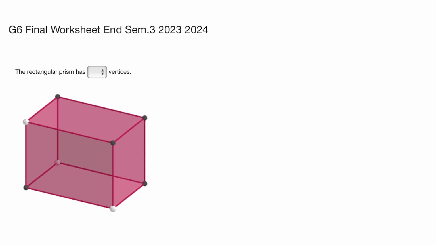The rectangular prism has how many vertices? We can count here. We have 8 vertices. So the rectangular prism has 8 vertices.